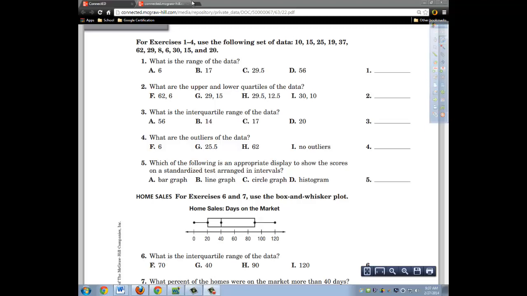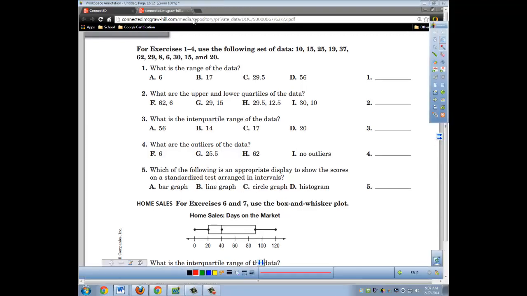Okay, so we're going to go over the test review relatively quickly. First question, find the range of the data. Remember, to find the range, you find the biggest number, here 62, minus your smaller number, 6. So 62 minus 6 is going to give us 56. So that's D.